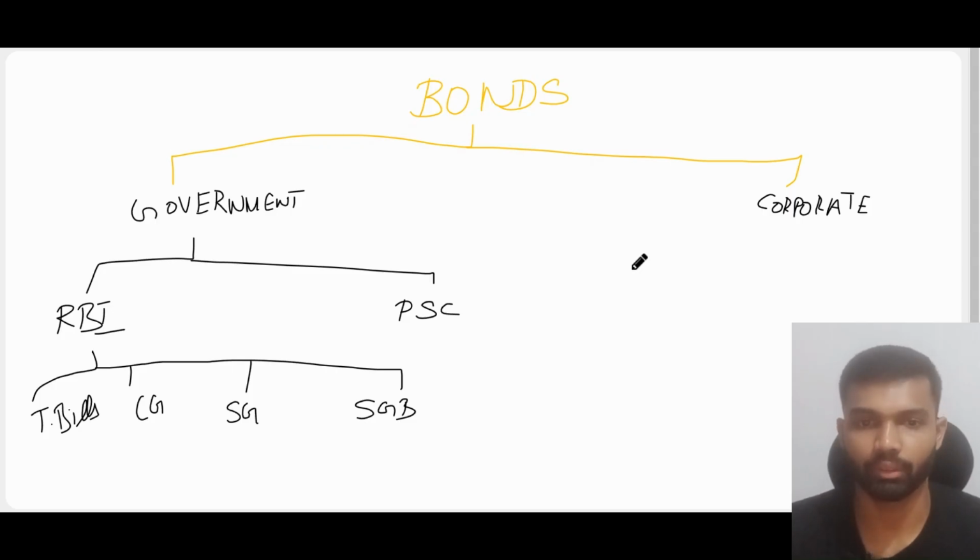Okay, let me explain. In the previous video, we've seen the types of bonds available. It's mainly classified into government bonds and corporate bonds. In government bonds also, there are two types: one issued by RBI and another issued by public sector companies. And in RBI also, there are four types of bonds available. The first one is T-bills, the second is the bonds issued on behalf of the central government, the third is the SDL, the bonds issued on behalf of state governments, and the SGB, that is sovereign gold bonds.